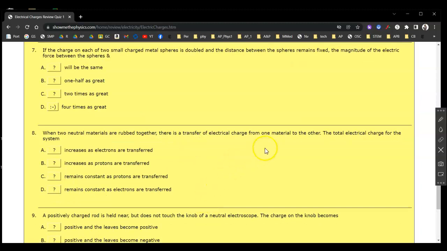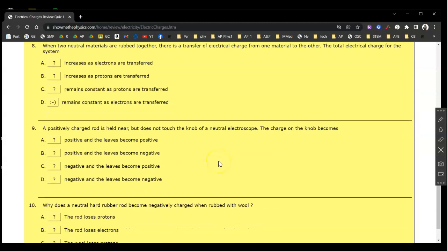Two neutral materials are rubbed together. There's a transfer of charge from one to the other. Total charge of the system, well, I bet you know this one. I hope you know you cross out anything that says protons are transferred. Let's cross those out. Middle two are no good. So does the total charge remain constant or does it increase? I'll give you a hint if you want it. Conservation of charge. Beautiful.